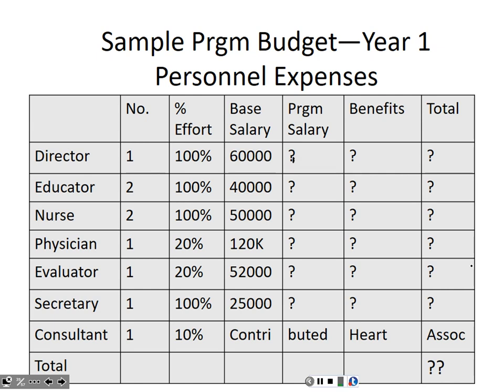Okay, so let's fill those together, and we just go around. So program salary for our director. We'll just go around. 60,000. Okay, so again, she's going to be working full time on my program. So my program is going to cover her full time salary.